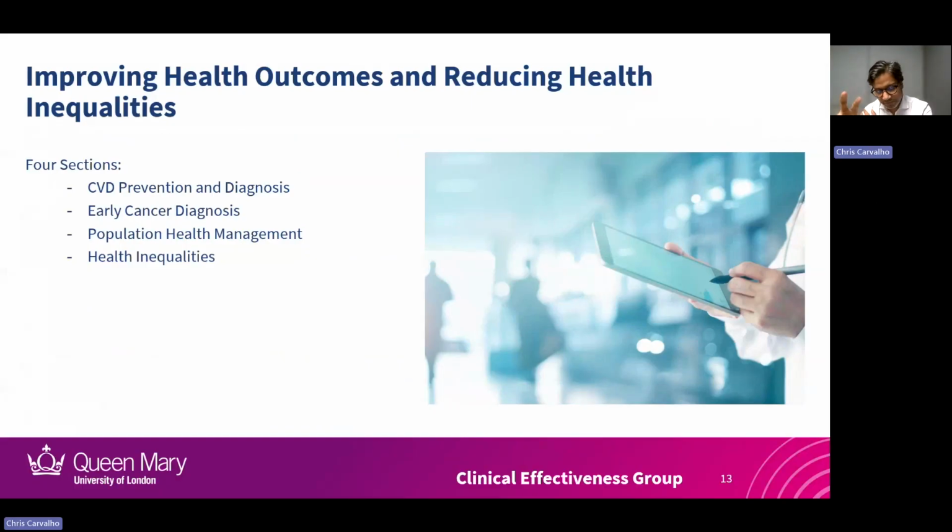So with those 2 bullet points that I mentioned earlier, you can break them down a bit further. So in terms of improving the health outcomes, there are 4 sections. There's the CVD prevention and diagnosis, which hopefully is familiar to people from the previous iterations. Again, similarly, the early cancer diagnosis, and then we'll talk about how they ask to tackle population health management and health inequalities alongside some of the other things that are available across NEL as well.